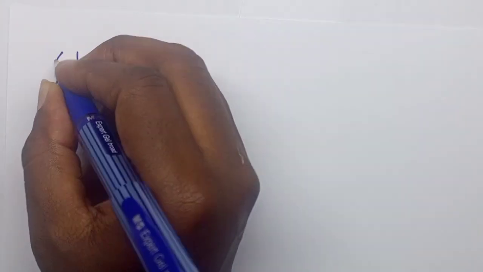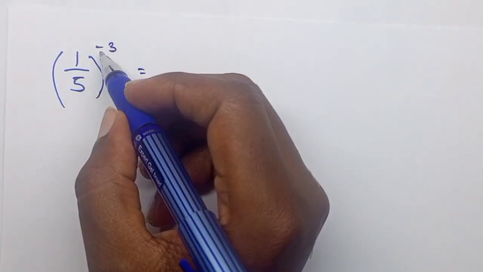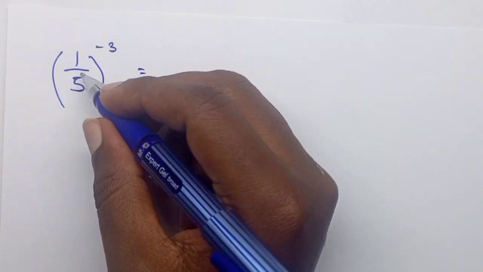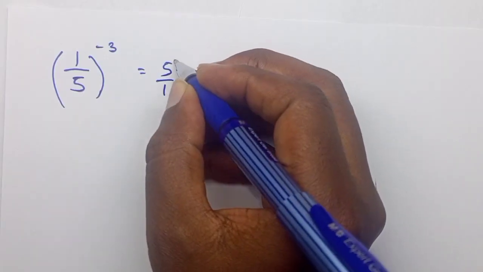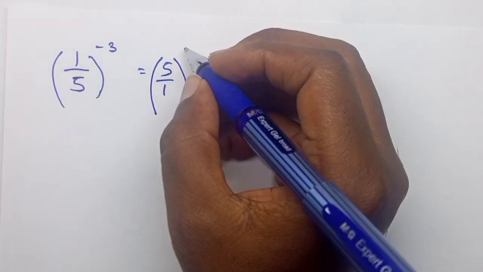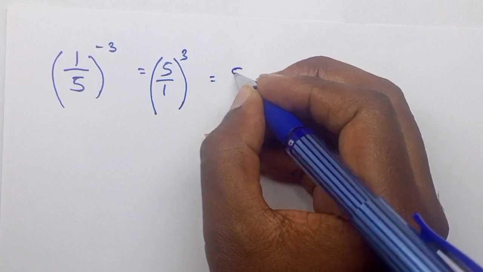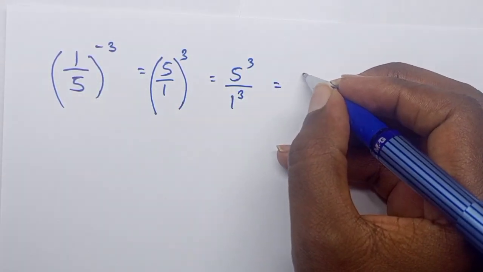So let's say you have 1 over 5 to power -3. Since it has a negative before the power, that means we reciprocate the base, which is 1 over 5. So the reciprocal of 1 over 5 is 5 over 1. Then you power with that power, which is 3. So this will be equals to 5 power 3 over 1 to power 3.